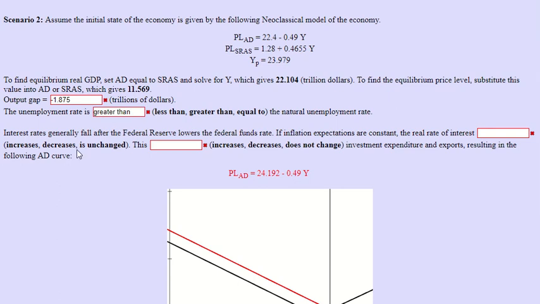Okay. So, again, the Fed does exactly what it did above. It lowers interest rates by lowering the federal funds rate. Again, the federal funds rate is the interest rate a bank charges another bank when that other bank is trying to meet its reserve requirement. So if inflation expectations are constant, the real rate of interest will decrease. It decreases. Okay, and this increases investment expenditure and exports and consumption.